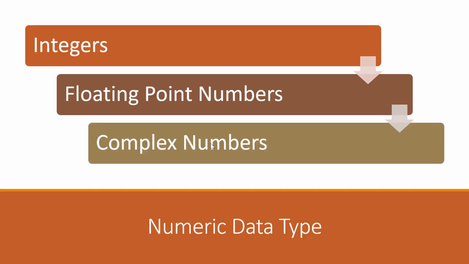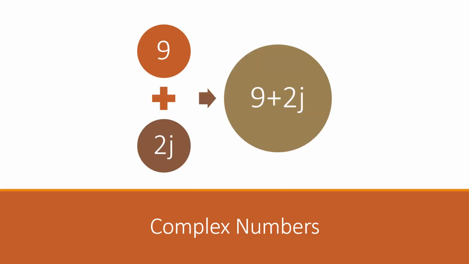Now let's move to our next numeric data type, that is complex numbers. A complex number in Python consists of a combination of a real number and an imaginary number. For example, we have this number 9 plus 2j. In this, 9 is the real number and 2 multiplied by j is the imaginary number. Now there is one more basic rule in Python, that we can only use j to represent the imaginary part. If we use any other character, for example i or k, then the Python interpreter will return an error.